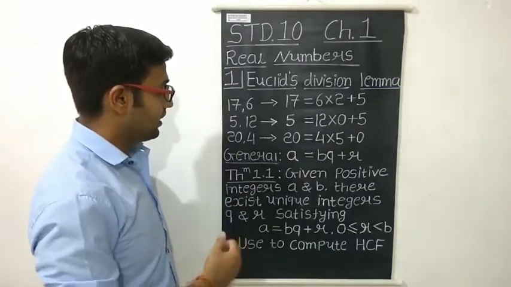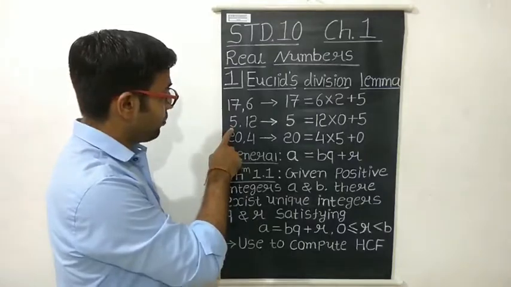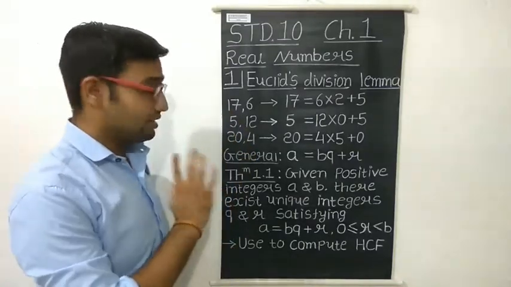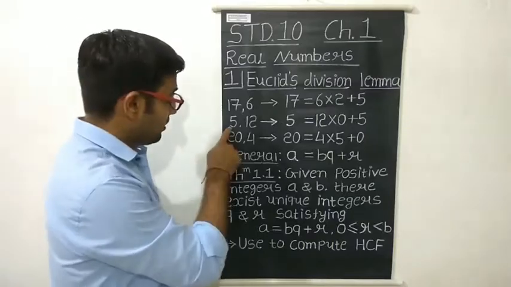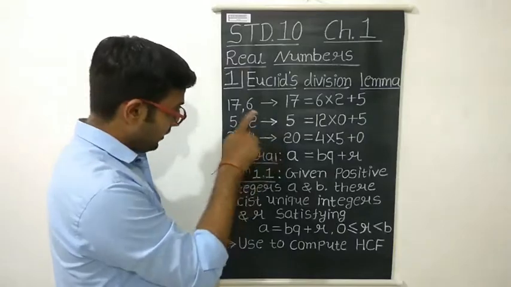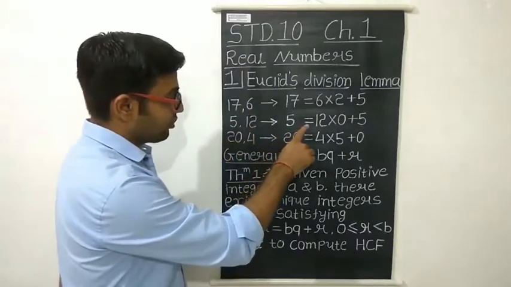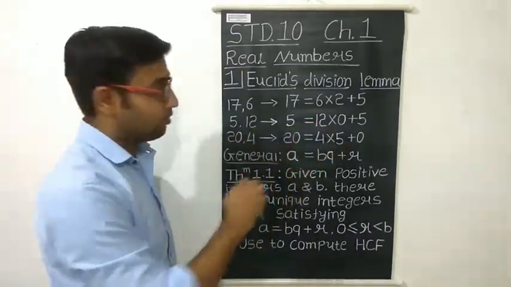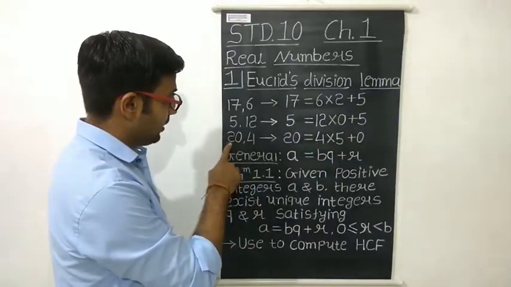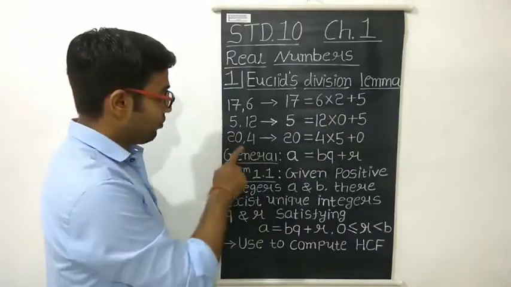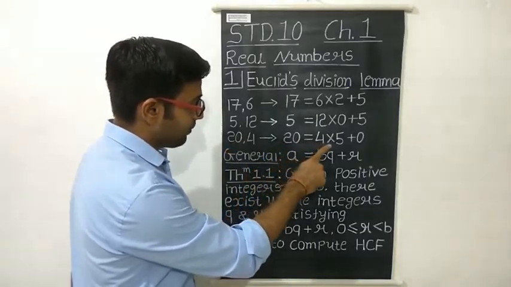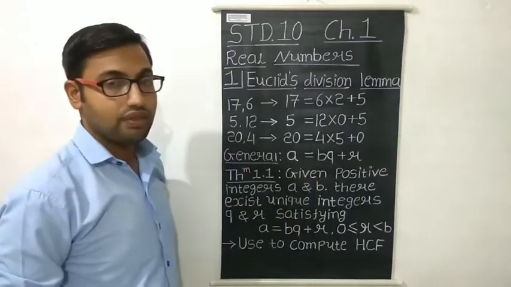Now the second example, we want to divide 5 by 12. We know that this division is not possible because 5 is smaller and 12 is greater. So we can represent it as 5 equals 12 multiplied by 0 plus 5. See the third example, 20 and 4. We want to divide 20 by 4, so we can write 20 equals 4 multiplied by 5 plus 0.